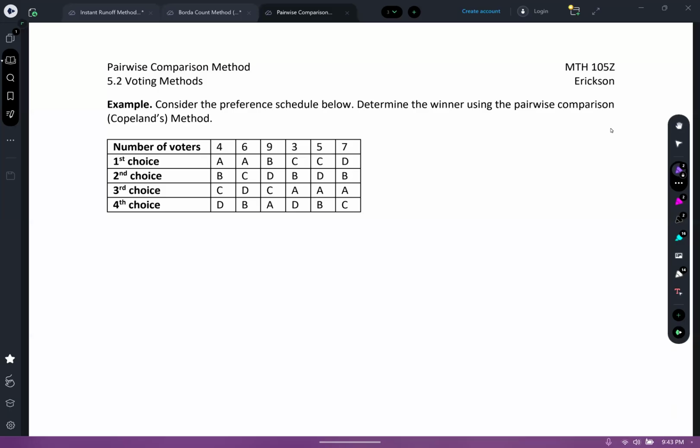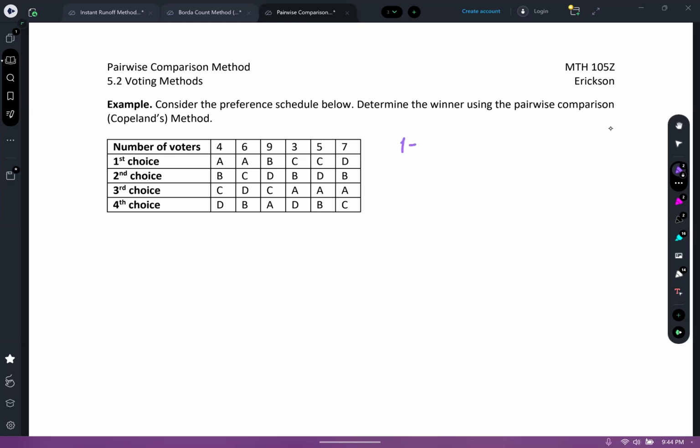In this video, I'm going to show you how to calculate the winner of an election using the pairwise comparison or Copeland's method. So again, we'll start with an example preference schedule because the pairwise comparison method is a type of ranked choice voting method. And this one is based on the idea that a candidate should win if they win the most one-on-one matchups. So for every one-on-one matchup between a pair of candidates, each candidate will get 1 point for each one-on-one matchup that they win and half a point for each one-on-one matchup that they tie.